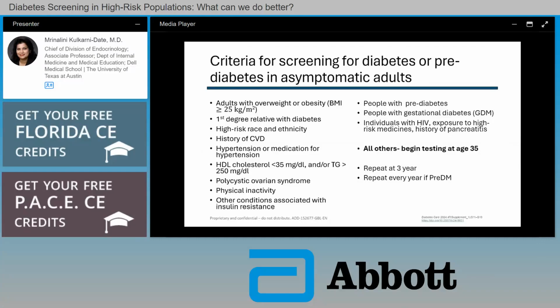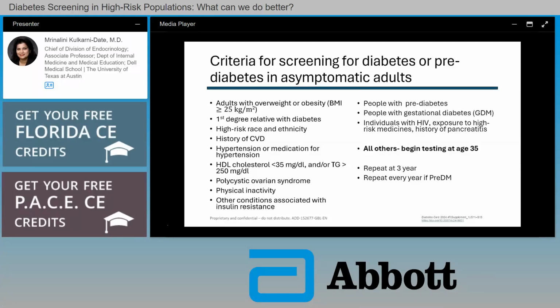I think this is a really important one we tend to miss. We are very good at taking care of women during their pregnancy, but we often see those women who have gestational diabetes get lost to follow-up, and those women need to come back. They need to get tested, and they need intervention if they continue to have diabetes or even prediabetes. Individuals with HIV, exposure to high-risk medications, or history of pancreatitis.